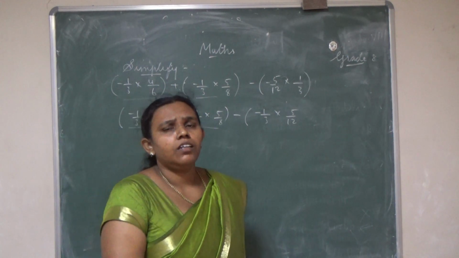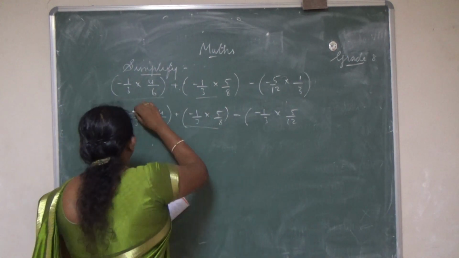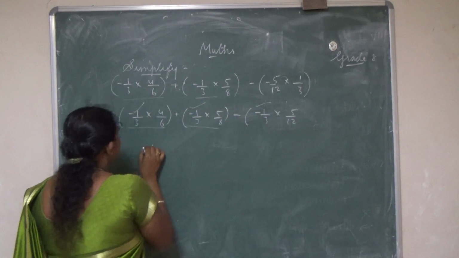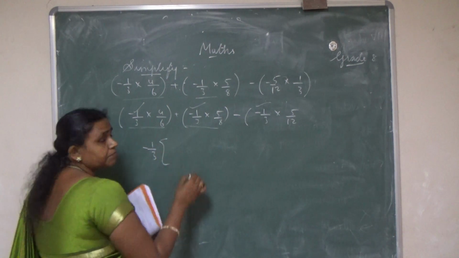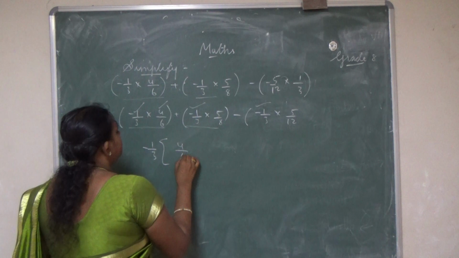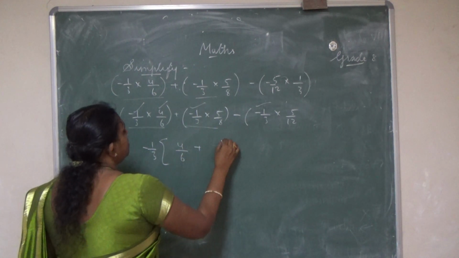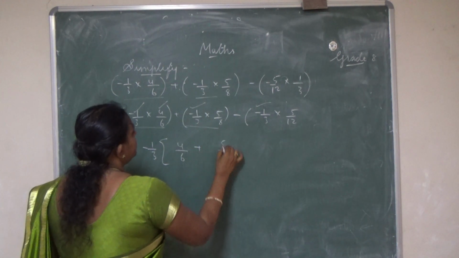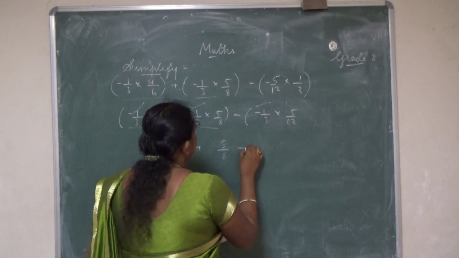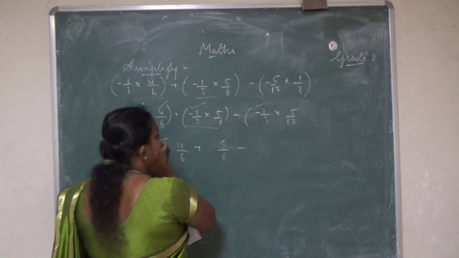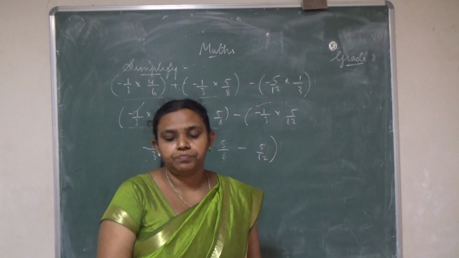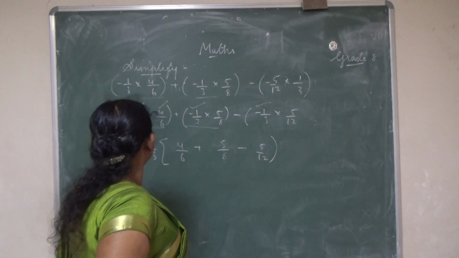Okay, now what is common here? Minus 1 by 3, minus 1 by 3, minus 1 by 3 is common. So I am taking this minus 1 by 3 outside. Next, what is left here? 4 by 6 is left, plus 5 by 8, since I already took minus 1 by 3 outside, minus 5 by 12. Understand? You understand how I got this?